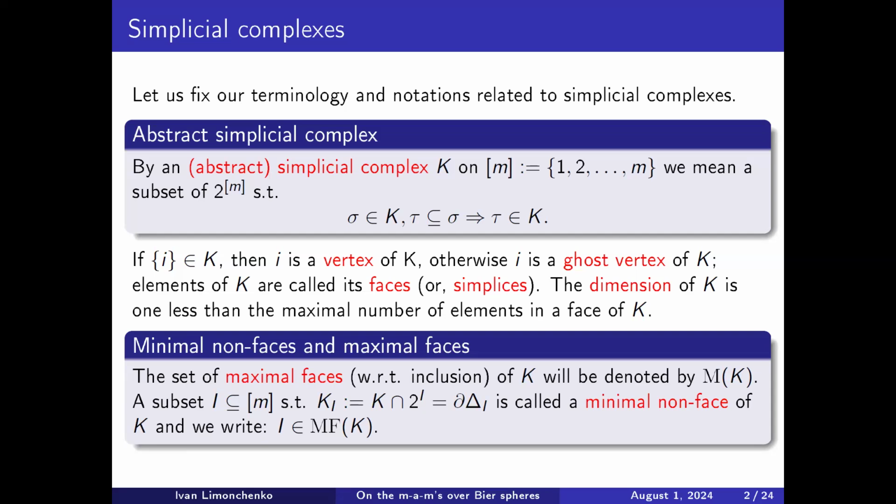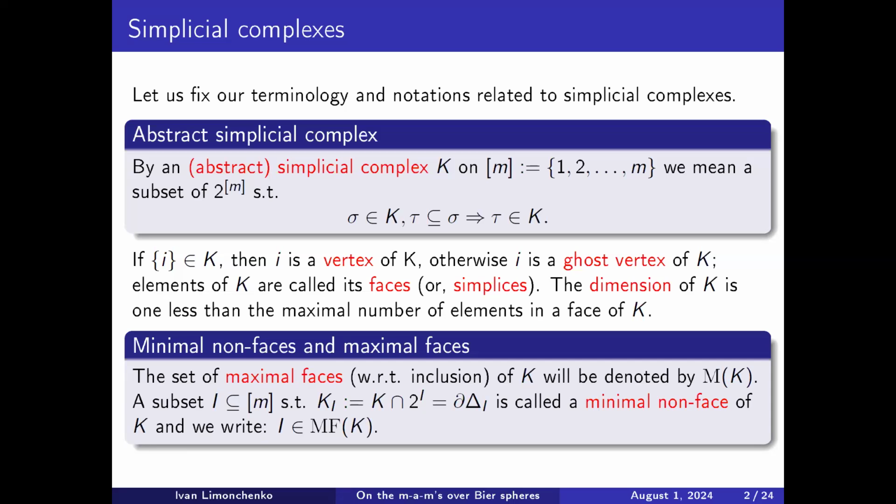Okay, so I will consider simplicial complexes with ghost vertices. It means that I fix a small m, which stands for the number of potential vertices, actual vertices and ghost vertices together. It's the set of integers from 1 to m. As usual, we order vertices and ghost vertices.